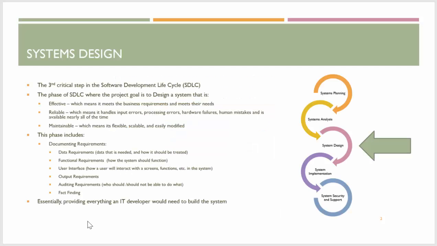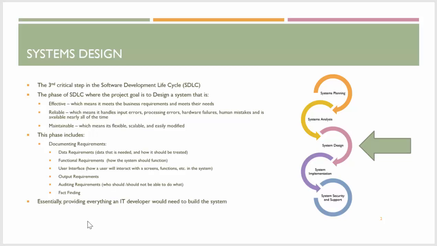Interval 4 is for system design. This is the third critical step in the software development lifecycle. This phase is where the project goal is to design a system that is effective, which means it meets the business requirements and also the business needs. It's reliable, which means it can handle input errors, processing errors, hardware failures, human mistakes, and it's available nearly all of the time. And it's maintainable, which means it's flexible, scalable, and easily modified.